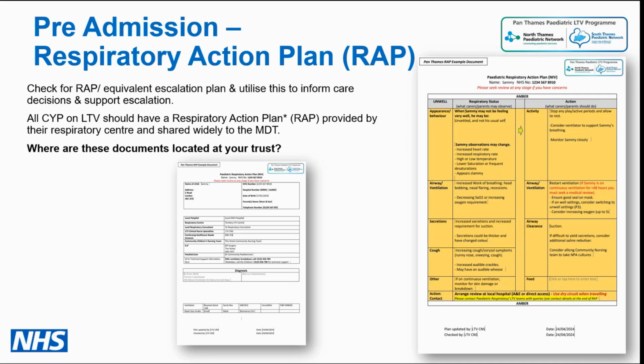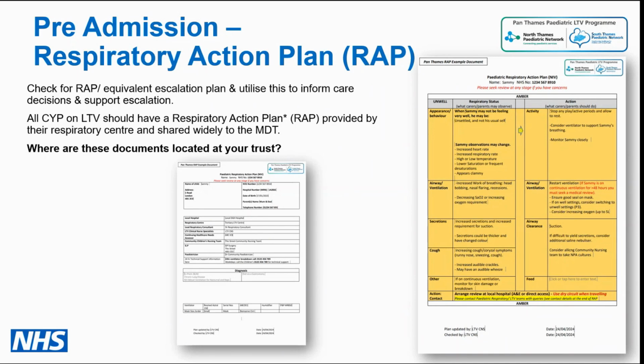The other really important pre-admission preparedness for a child to come in is that every child on LTV has a respiratory action plan or equivalent document. So this is a passport, could we call it that, about that child's LTV care, their prescription, their ventilator, their escalation process, their hospital plan.